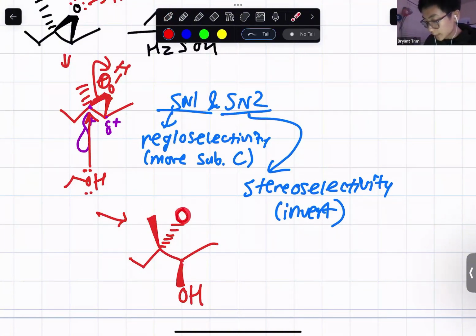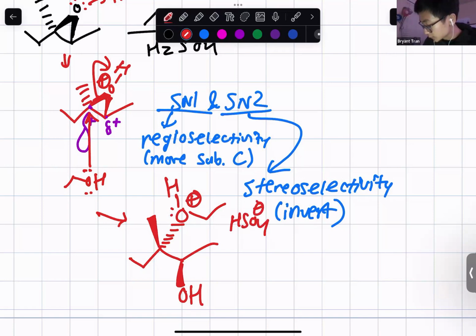Now, this oxygen here that attacked that carbon is attached to an ethyl group, a hydrogen, and one pair of electrons, giving it a positive charge. So the last thing was just to neutralize it by deprotonating it with HSO4 minus and making it neutral.